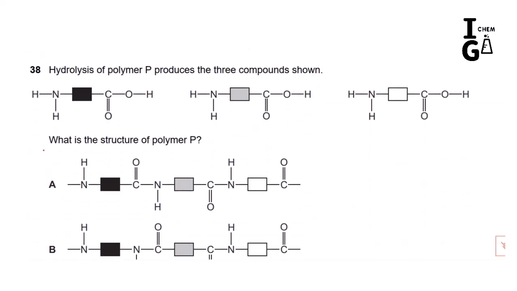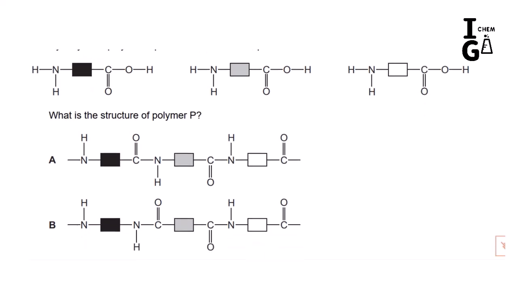Question 38: hydrolysis of polymer P produces the three compounds shown. You know, guys, hydrolysis is breaking down in the presence of water. So here we have the three products. Let's check the first product. Look at this terminal, guys. This is NH2. It's called an amine group. And here on the right terminal, we have COOH.